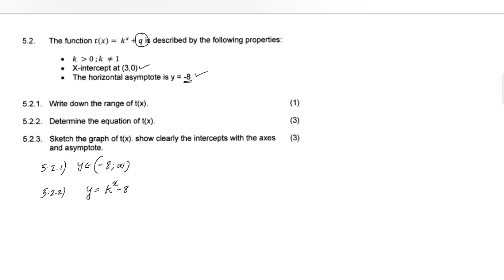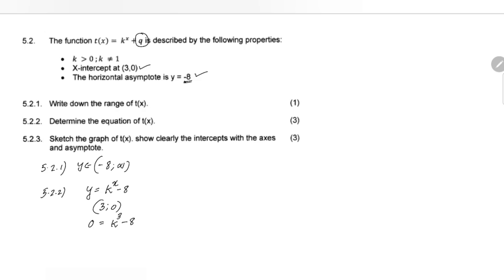So how do you find the value of k? Since k is the only unknown in this function, we need only one point on that function. That point is given, (3, 0). Isn't it just a matter of substitution? I'm going to substitute this point (3, 0), where 3 is the x value and 0 is the y value. So let me replace y with 0: 0 is equal to k to the power 3 minus 8. Is it clear?